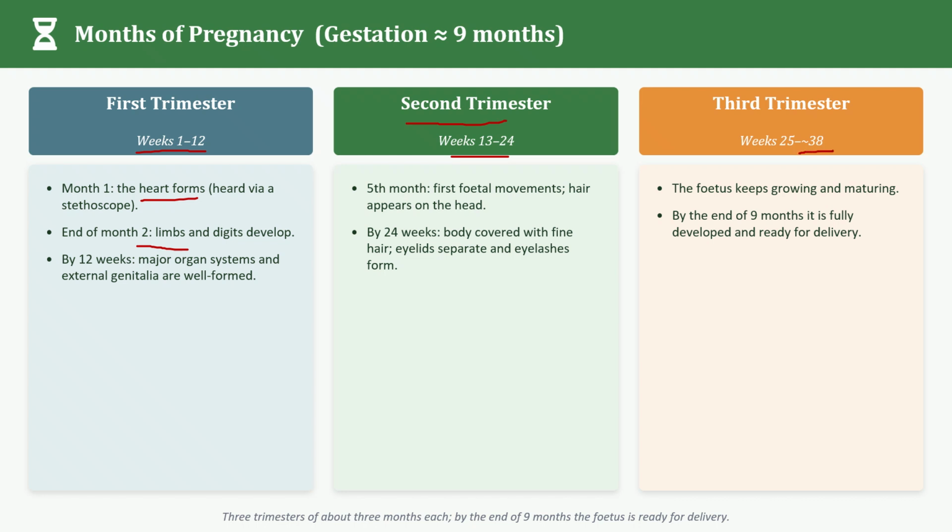So here the fetus undergoes rapid growth and maturation. First, the brain develops further, then the lungs start maturing, and then weight increases rapidly, and the organs become fully functional. By the end of the ninth month, the baby is ready for birth. So what you should remember for your exam point of view is: in the first trimester, organ formation occurs; in the second trimester, growth; and in the third trimester, maturation and preparation for childbirth.